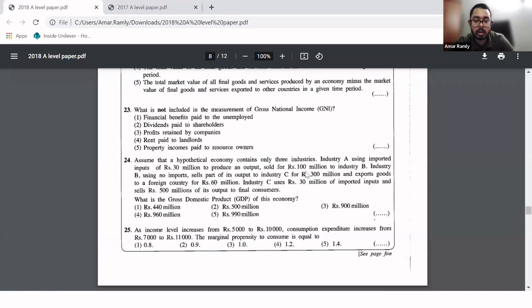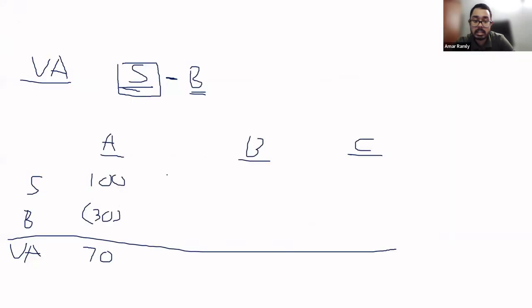Next up, industry B, no imports, sells part of its output to industry C for 300 and exports goods to a foreign country for 360. Now, what you have to keep in mind here is that these guys sold their 100 to them, and it now becomes an input. So this is their input cost. This is what I told you with the wood processing example. Output here becomes input here, so if you include it, it becomes double counting.